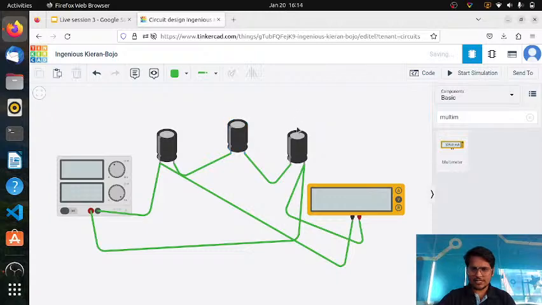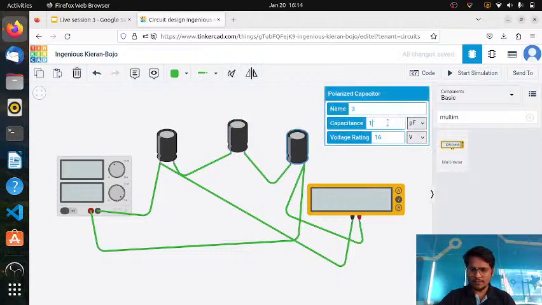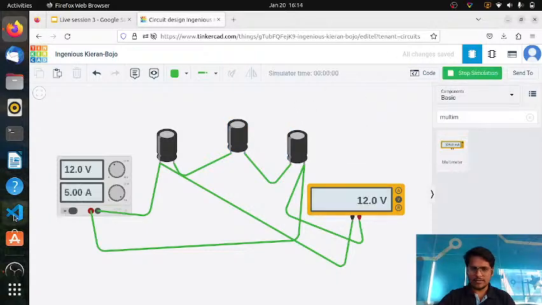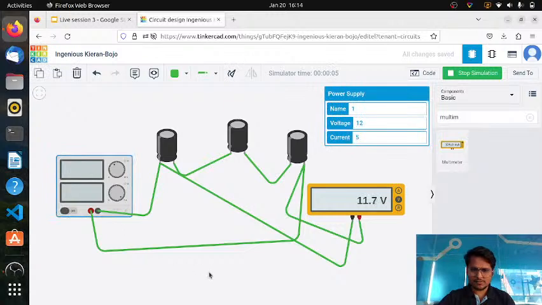So this time I am using 1 microfarad. Okay, now let's see again. So power supply is on. Here also we are getting 12 volt. Let me turn off this, and you can see it is discharging at a very fast rate. So hence it is proof. Capacitor is a charge storage device. It is storing electrical charges.